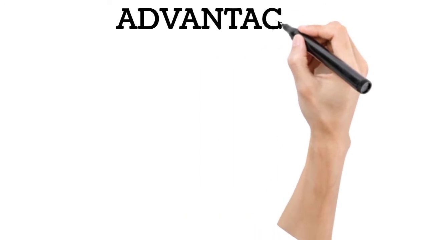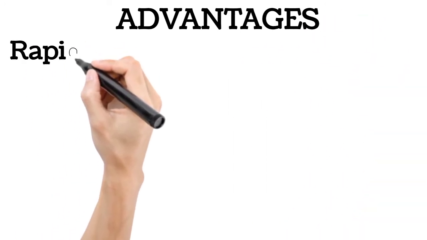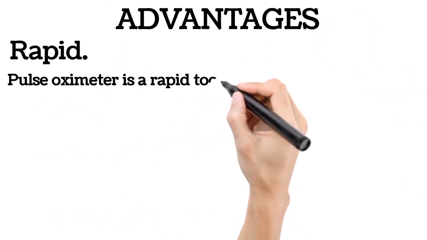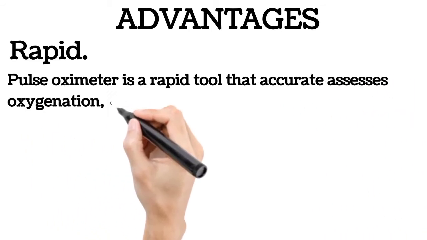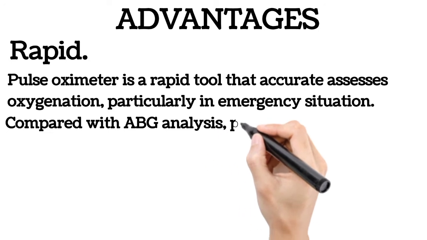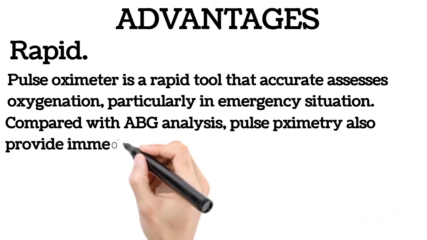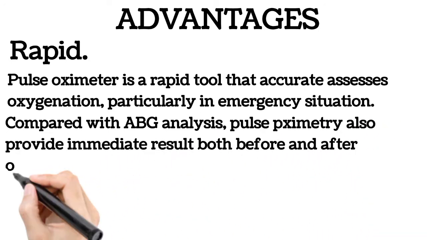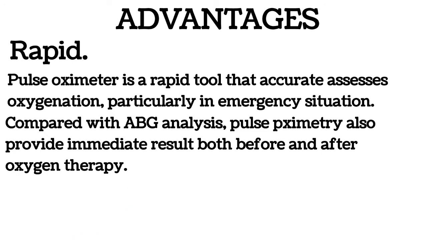Advantages: rapid. Pulse oximeter is a rapid tool that accurately assesses oxygenation, particularly in emergency situations. Compared with arterial blood gas analysis, pulse oximetry also provides immediate results both before and after oxygen therapy.